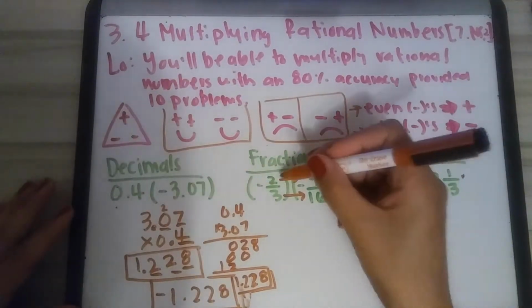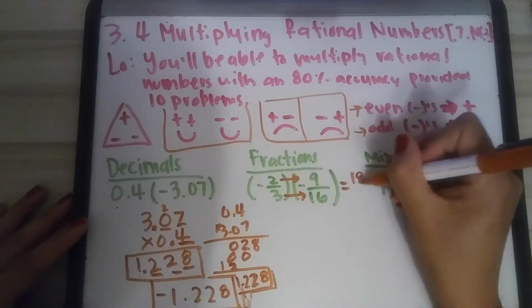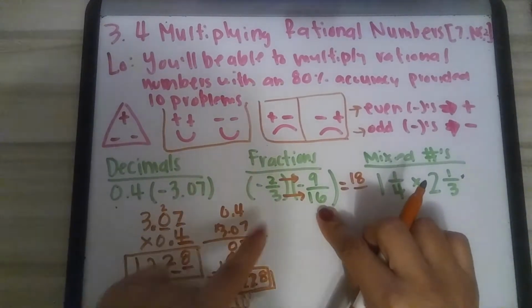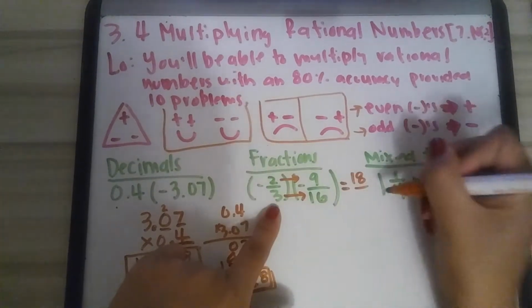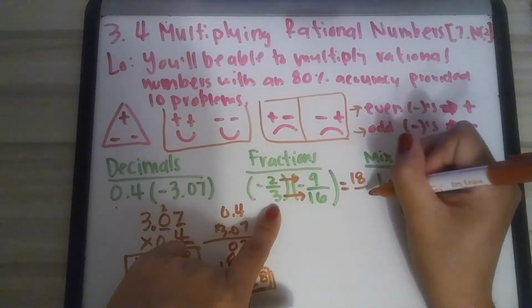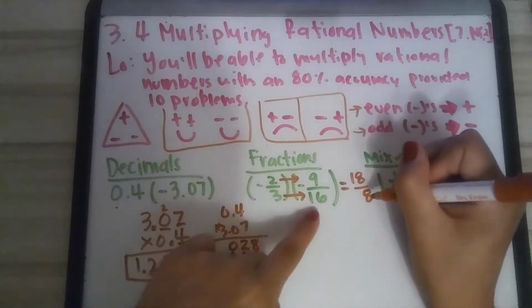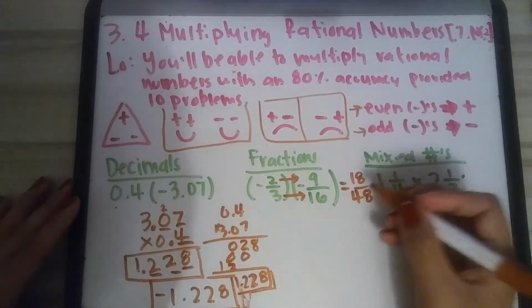So 2 times 9 is 18. And then 3 times 16. So I know that 3 times 6 is 18. I carry the 1 over, and then 3 times 1 is 3 plus 1, that's 48. Now I have to simplify.